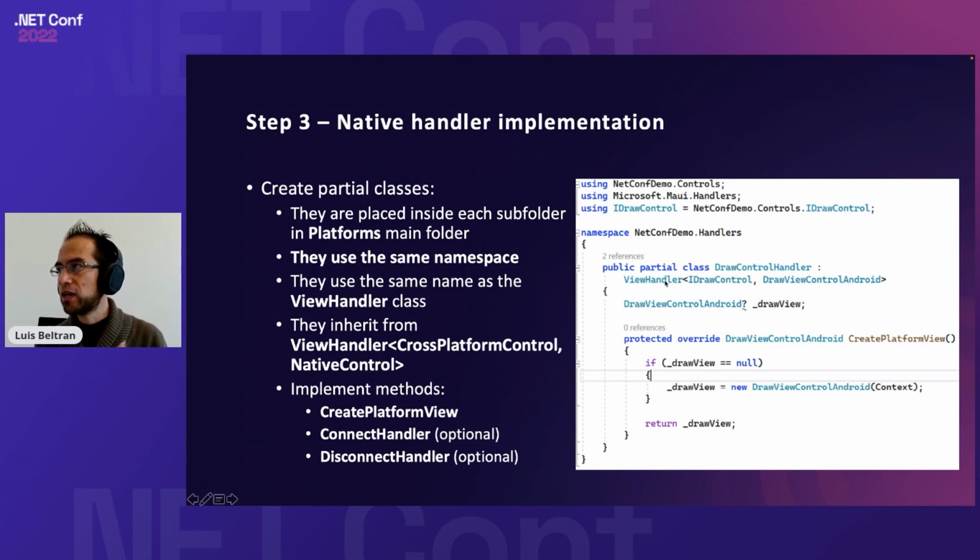And here we extend the view handler class, and we define two types, the IView interface and also the native control. In this case, it is a custom one, the one I created, that will control Android, the code you will see in a minute. And here you can implement some methods. If you didn't do it before, here you can implement create platform view, connect handler, and disconnect handler. If you remember, we already implemented them, so no need to do it here.